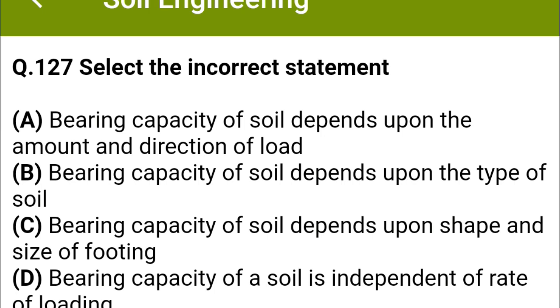Select the incorrect statement. Option A, bearing capacity of soil depends upon the amount and direction of load. Option B, bearing capacity of soil depends upon the type of soil. Option C, bearing capacity of soil depends upon shape and size of footing. Option D, bearing capacity of a soil is independent of rate of loading. The correct answer is option A, bearing capacity of soil depends upon the amount and direction of load.